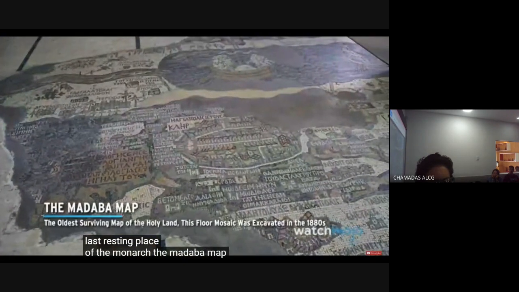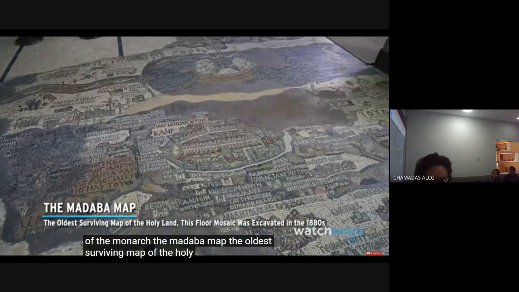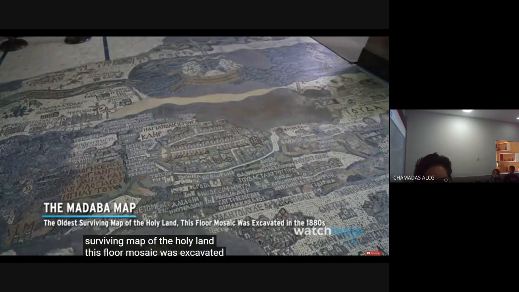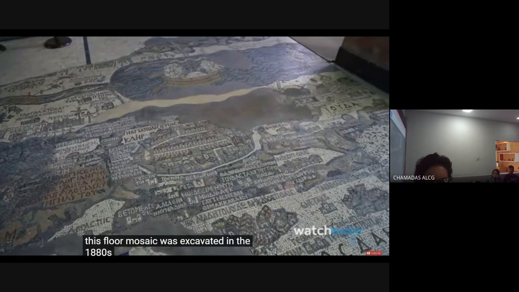The Madaba map, the oldest surviving map of the Holy Land. This floor mosaic was excavated in the 1880s.